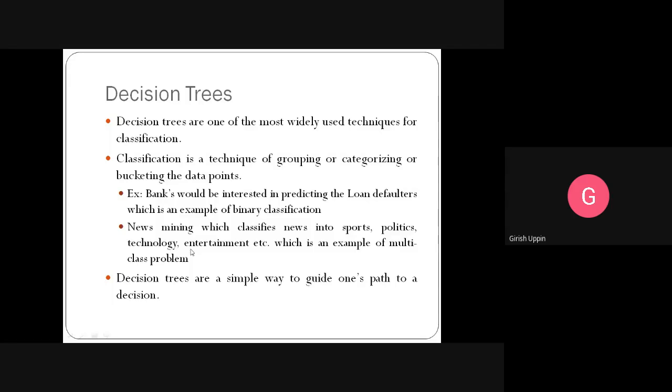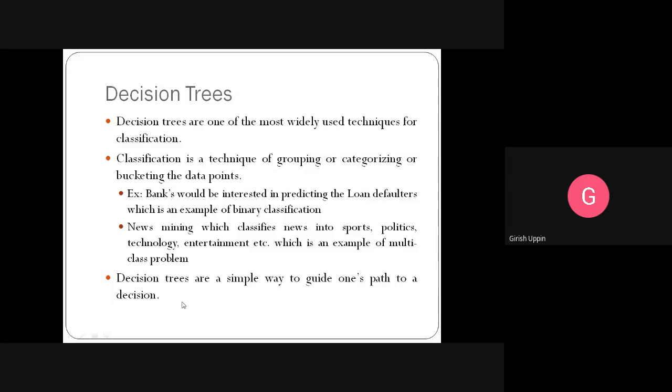A multi-class example is news mining, which classifies news into sports, politics, technology, entertainment, etc. Suppose your algorithm is mining the news. Based on that, you want to classify a particular news article into different classes: either sports news, political news, technology news, entertainment news, or some other category. So that is an example of a multi-class problem.